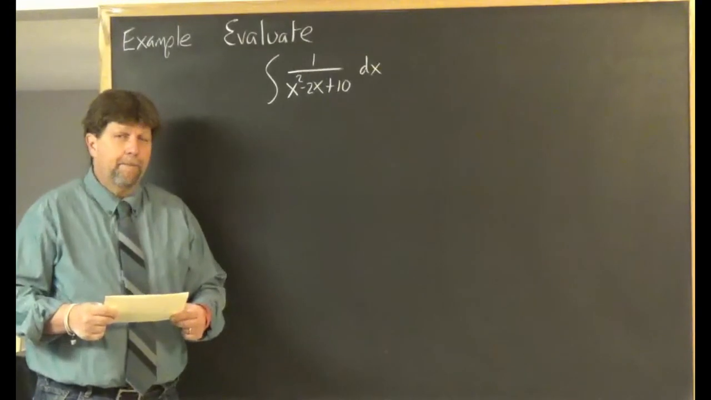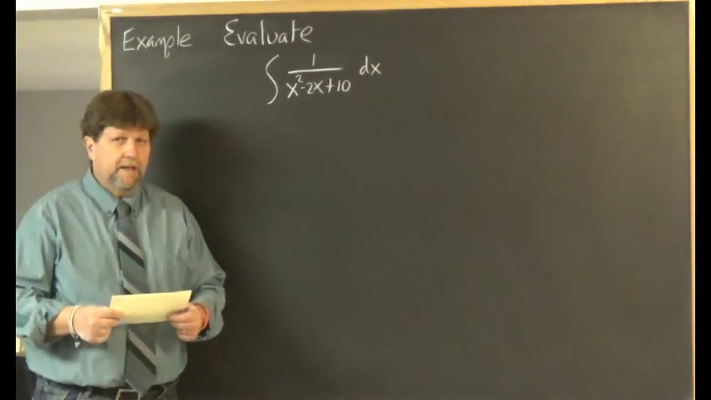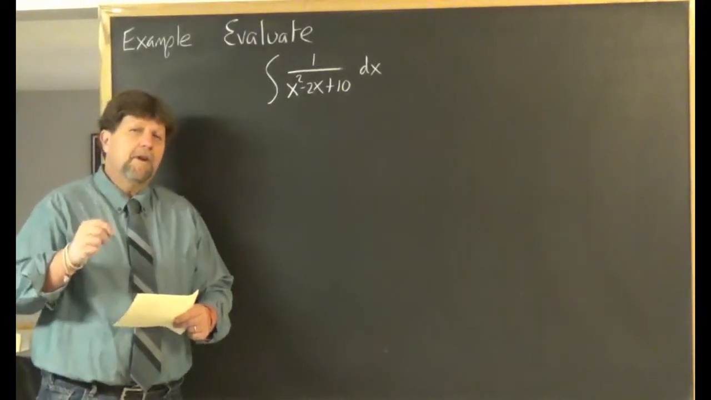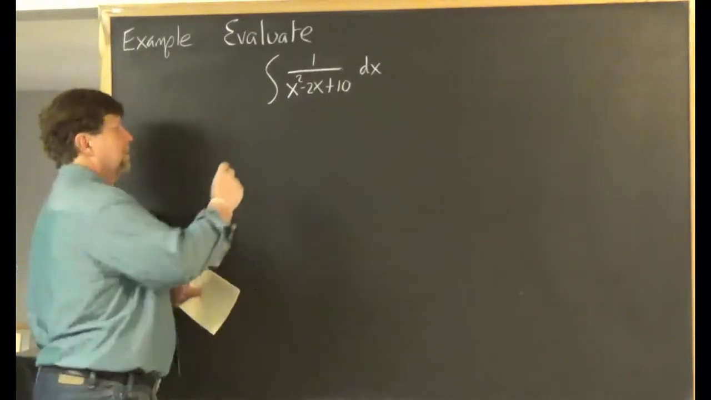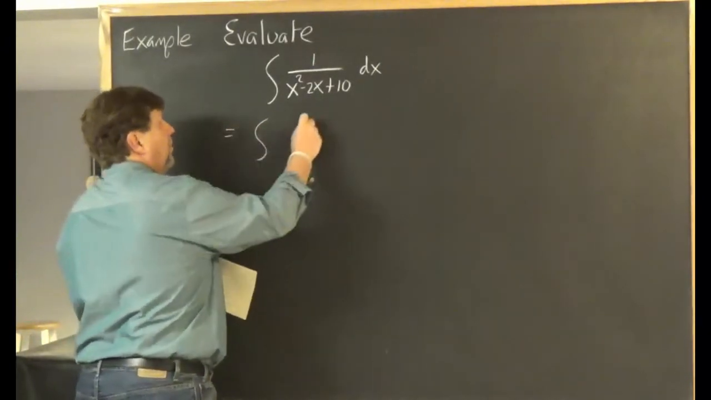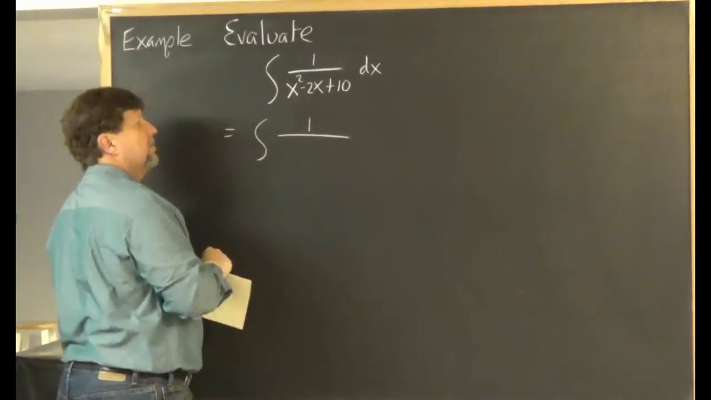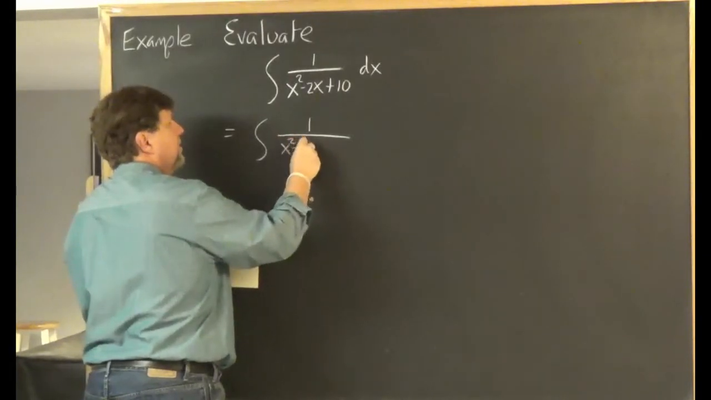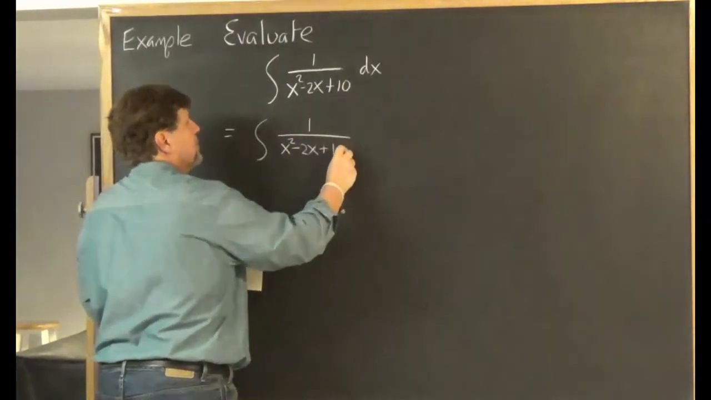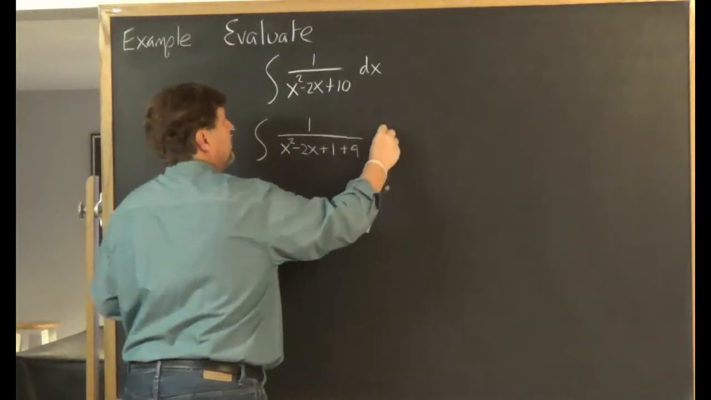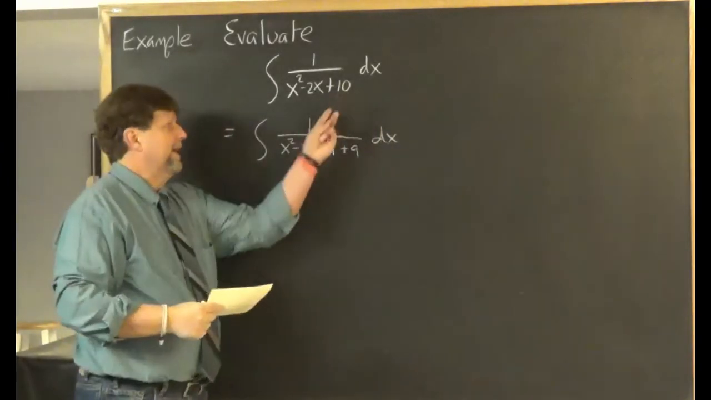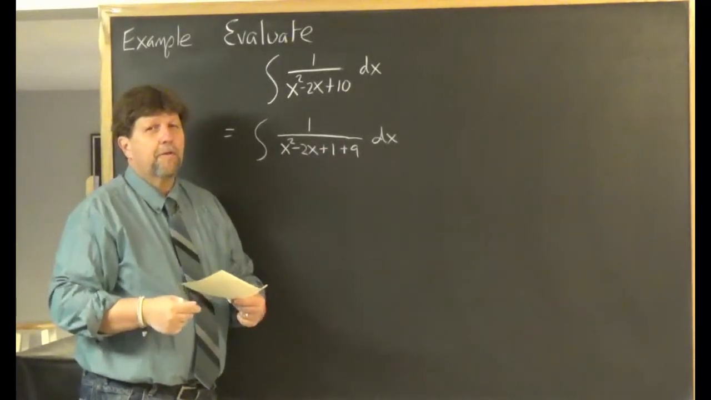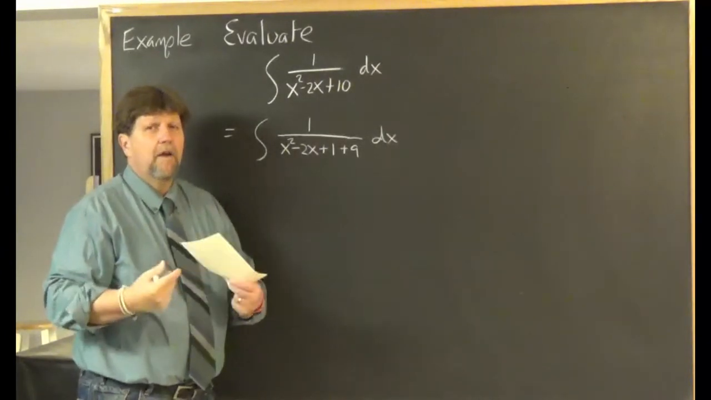So here's a trick. Hopefully you saw this trick back in Calculus 1. If not, it's nice to see it now. I'm looking at the denominator, x squared minus 2x plus 10, and I'm saying that's the same thing as x squared minus 2x plus 1 plus 9. I mean, 10 is 1 plus 9. I'm going through the process of completing the square in the denominator.